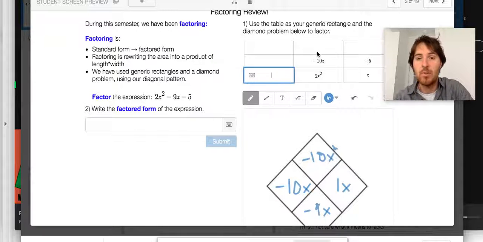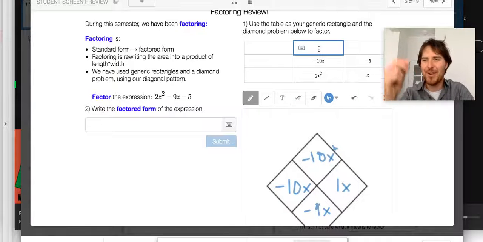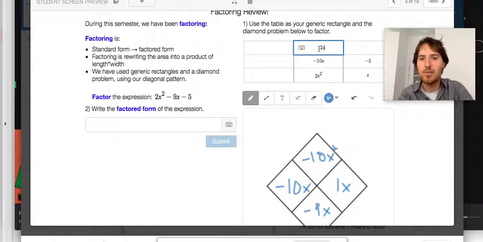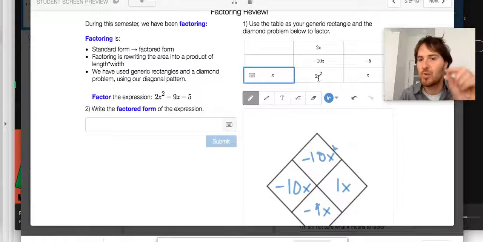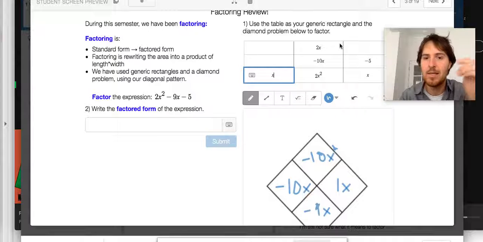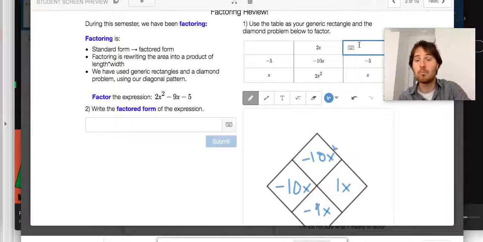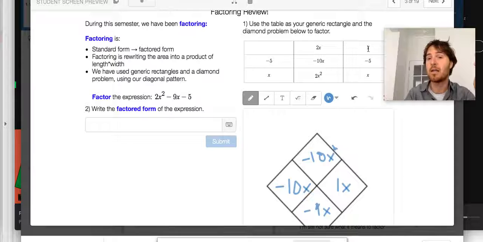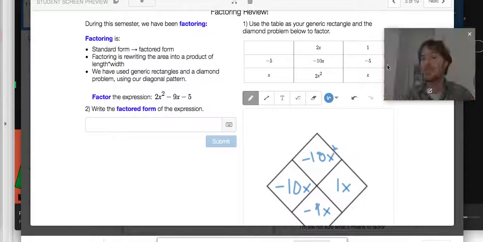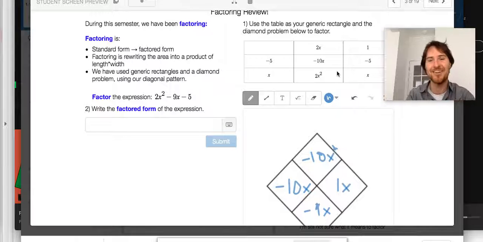So, okay, this is what we're going to do. It's a little harder if you can't just write it in. A little frustrating here. So I'm going to do 2x. 2x times x gives me 2x squared. So that's going to be part of the product. Then here I'm going to put 2x times -5, giving -10x. -5 times 1 is going to give you the -5. 1 times x is x. There we go. So here, look, it's just the generic rectangle. Distance learning, man. So rough.